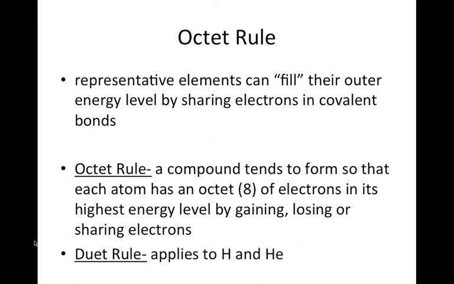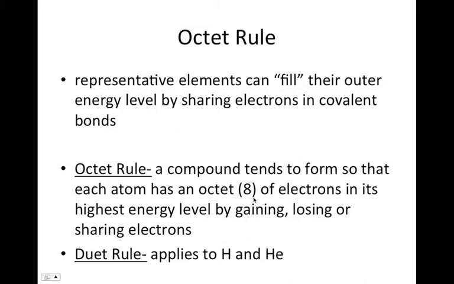Okay, let's talk about the octet rule. Now, the octet rule is going to apply especially to covalent bonds, and we see that it says representative elements can fill their outer energy levels by sharing electrons in covalent bonds. So what the octet rule means is that a compound tends to form so that each atom has an octet, or has 8 of the electrons in its highest energy level by gaining, losing, or sharing electrons. Okay, we specifically see it a lot in covalent bonding when we do the Lewis structure.